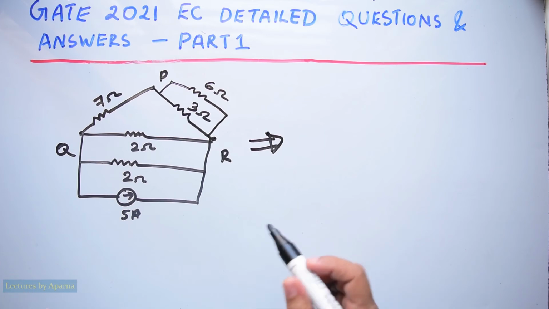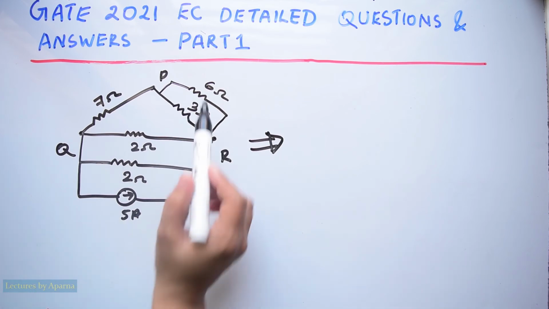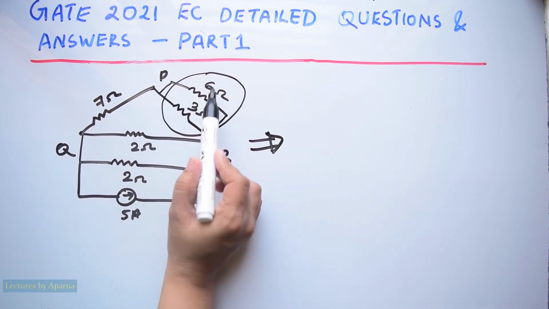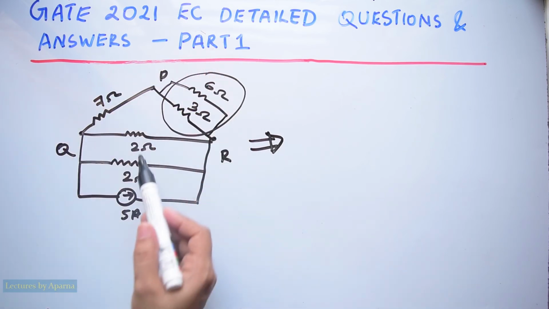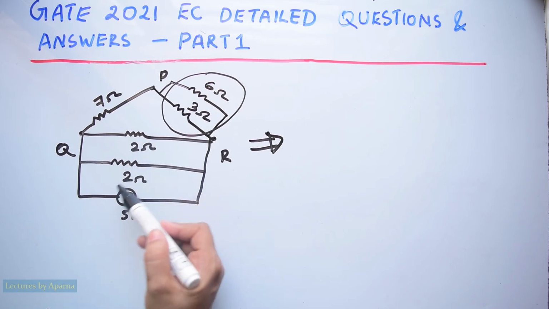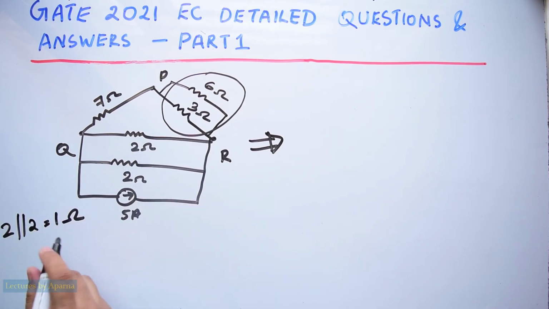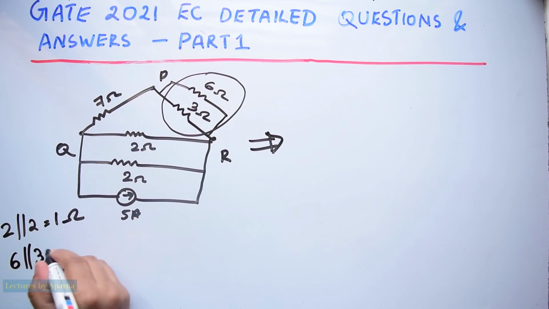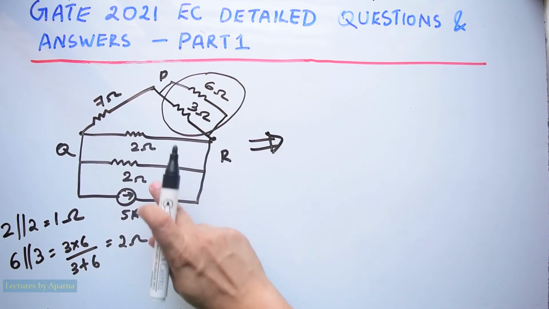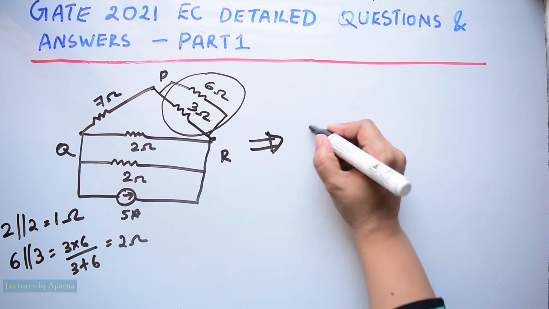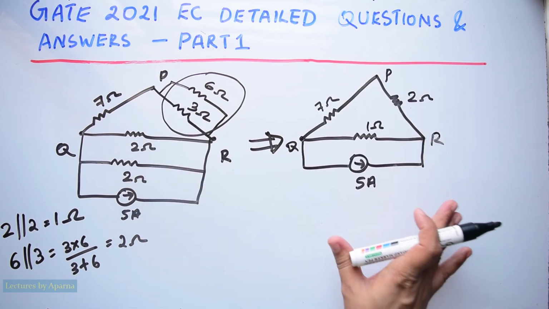Now we can again redraw the circuit by reducing these resistances. So 6 parallel to 3 we can substitute here a 2 ohm, and this 2 parallel to 2 ohm we can replace with 1 ohm. Because 2 parallel to 2 is 1 ohm, and 6 ohm parallel to 3 ohm is 3 into 6 by 3 plus 6, that is equal to 2 ohm. So here we have to place a 2 ohm and here we have to place a 1 ohm. So we got the circuit like this.